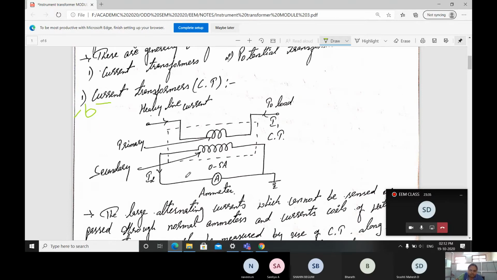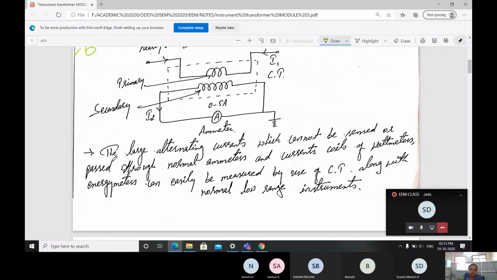Here in the construction, heavy line current will be flowing across this. This we call the primary winding, and this is the secondary. Then this connection is given to the load. The current flowing is I1, and here an ammeter is connected with a range of 0 to 5 amps. This is the ammeter, and the current flowing across this secondary is I2. In the primary it is taken as I1.